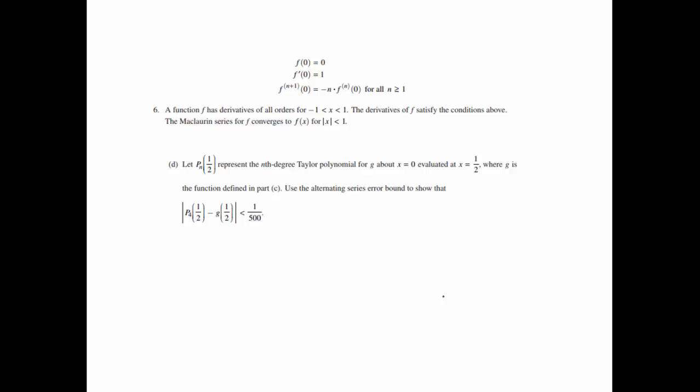Let P sub n of 1/2 represent the nth degree polynomial for g about x equals 0, evaluated at x equals 1/2, where g is the function defined in part C. Use the alternating series error bound to show that the error between the polynomial and the actual function at 1/2 is less than 1/500. Okay, so this is an alternating series error.